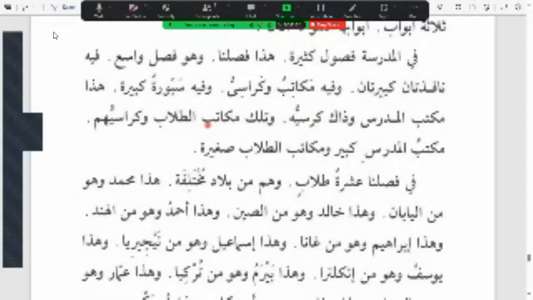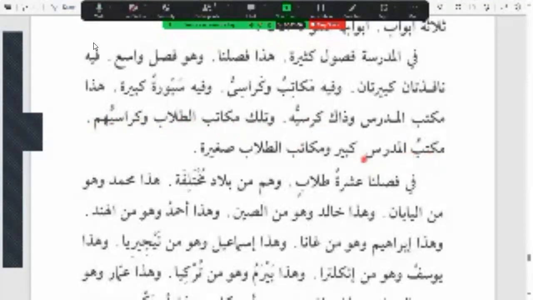Wa tilka makatibu tullabin. Makatibu tullabin is mudaf and mudaf ilayhi. Wa karasiyyuhum. Okay, it ends here. So those are the students' desks and their chairs.